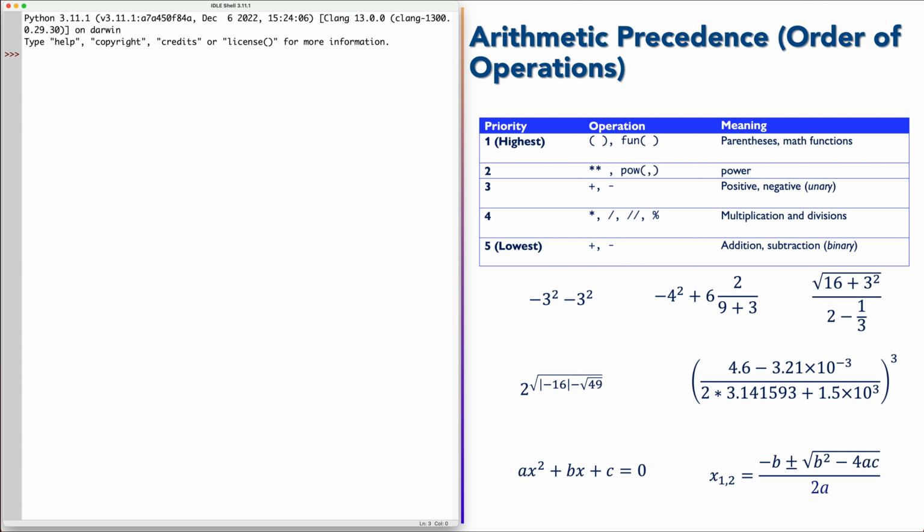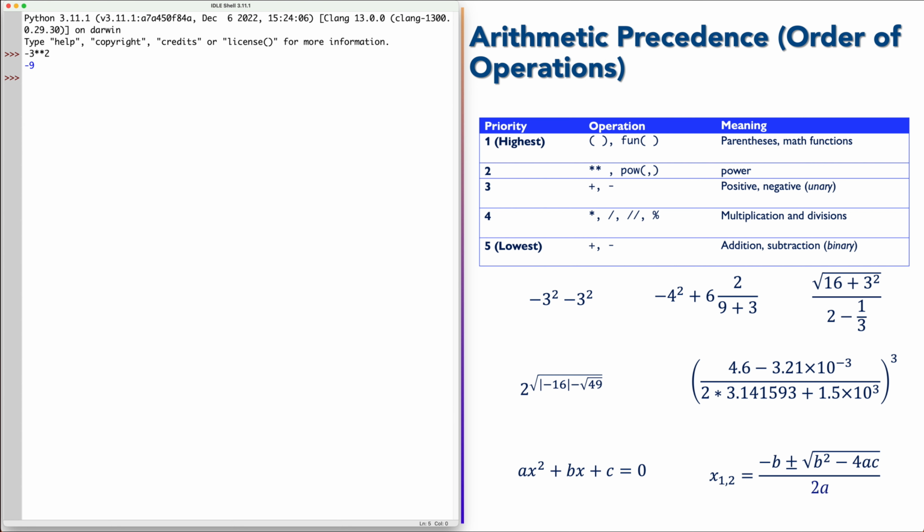So first, let's say we write minus 3 to the power 2 minus 3 to the power 2. Now here, maybe you think that the power has higher precedence than negative. So let's make a simple test. Minus 3 to the power 2, and see the result. As you see here, the value of 3 will be raised to the power 2 before being given the negative sign.